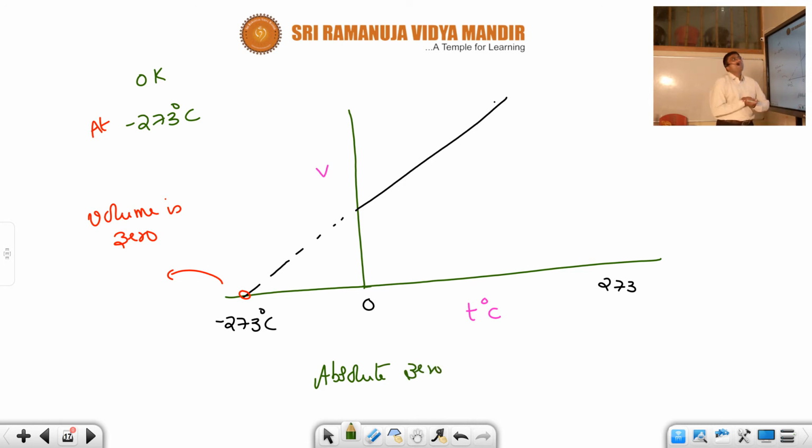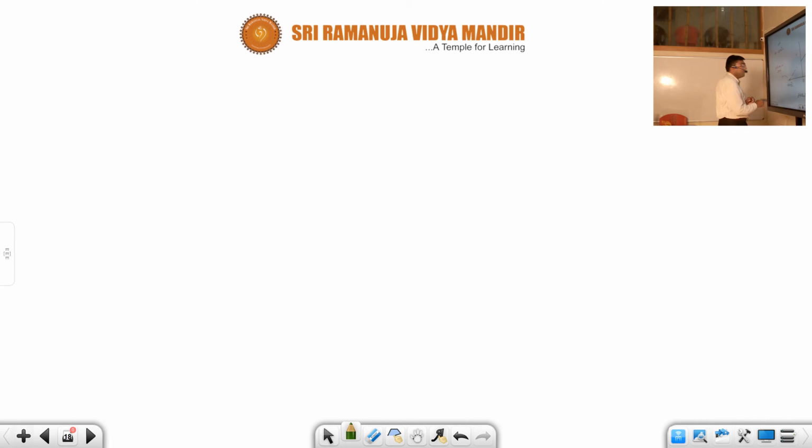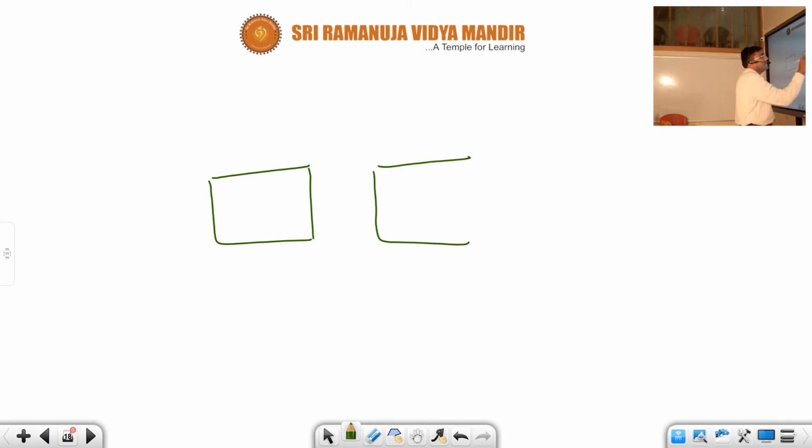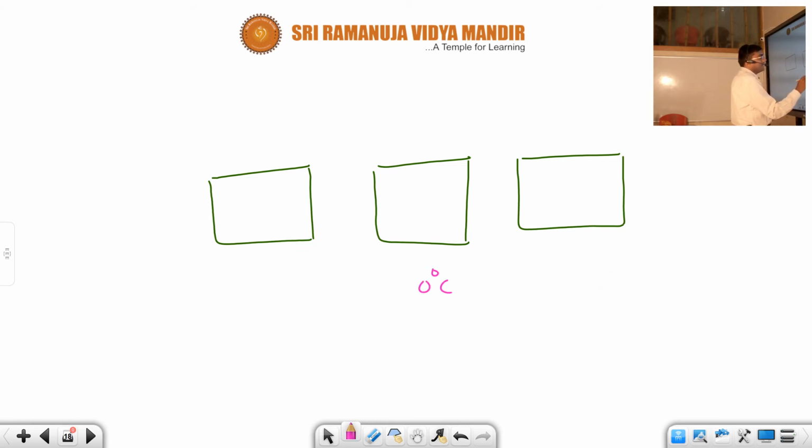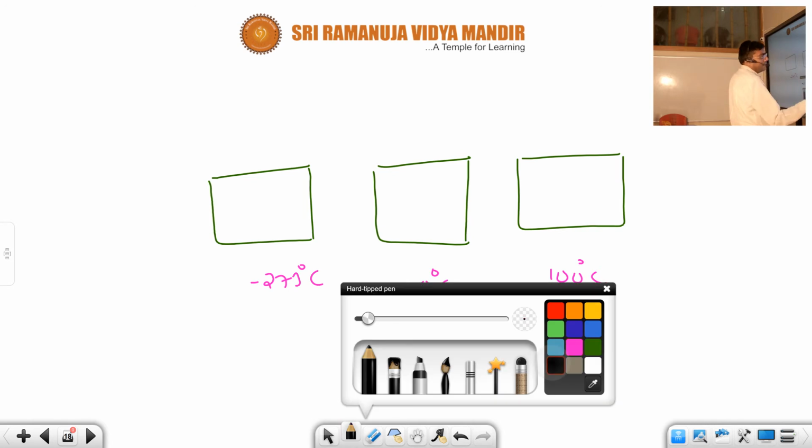Mind you, students. As temperature decreases, volume is also decreasing, and it is becoming 0 or negligible at minus 273 degrees centigrade. Why? Students, have a look. For example, let us take here I take a container, another container, and another container. These three containers are operating at different temperatures. This is 0 degrees centigrade, this is 100 degrees centigrade, and this is minus 273 degrees centigrade or 0 Kelvin.